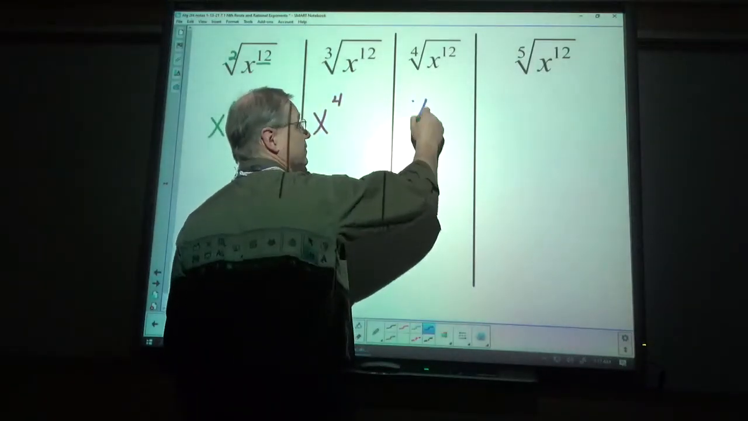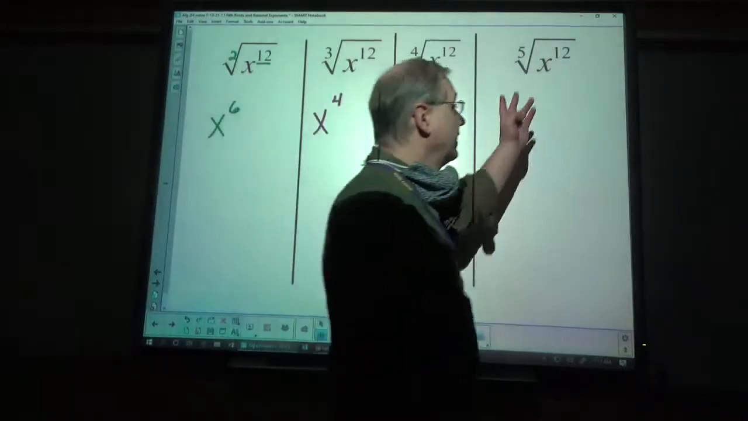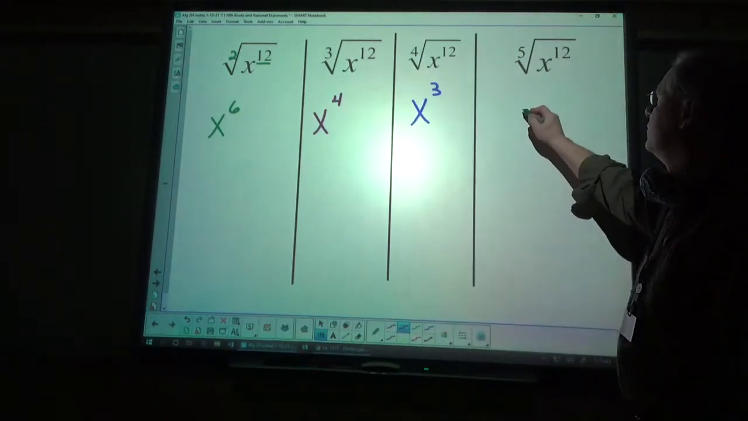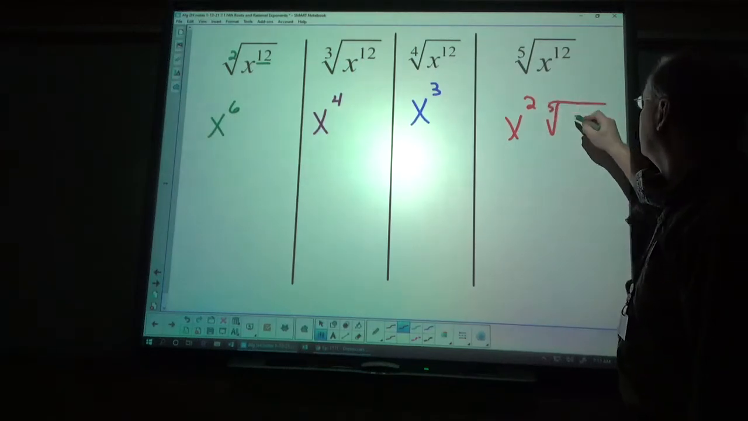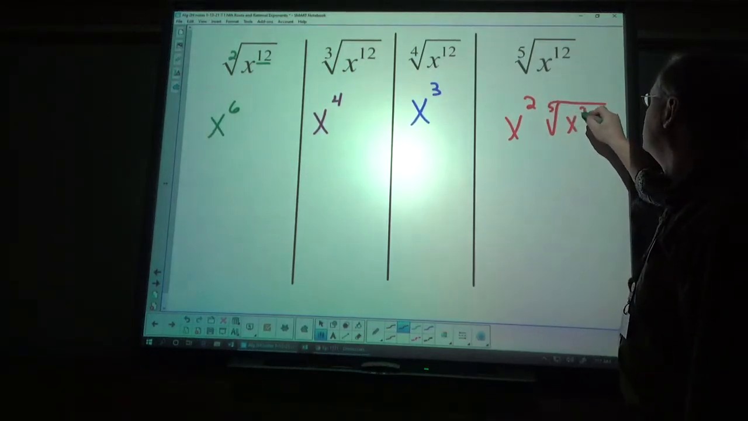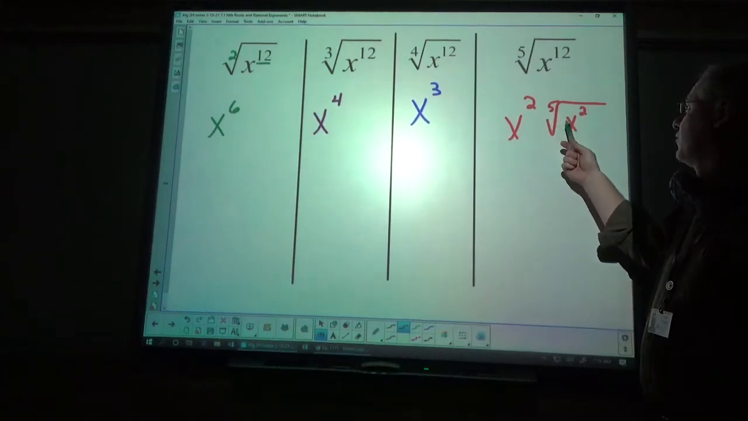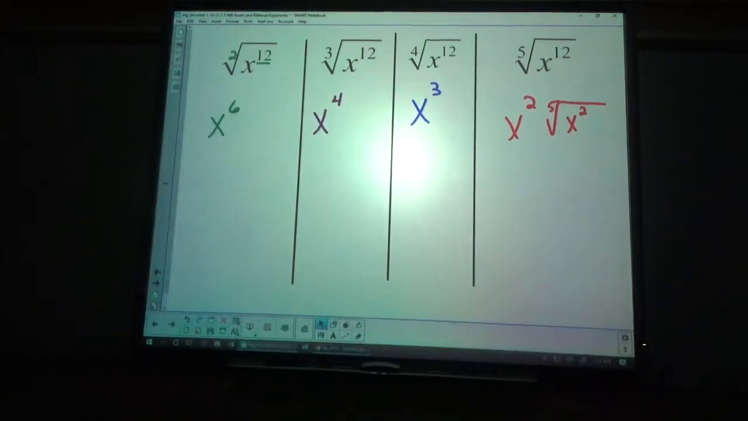Same kind of thing here. 4 goes into 12 evenly 3 times. And in the last one, 5 goes into 12 twice, but it has a remainder of 2. And there you have it. X squared, 5th root of x to the 2nd. All right, let's take a look at our next examples.